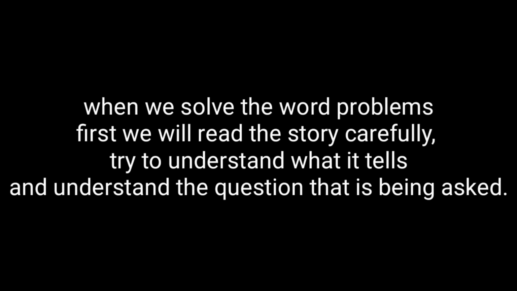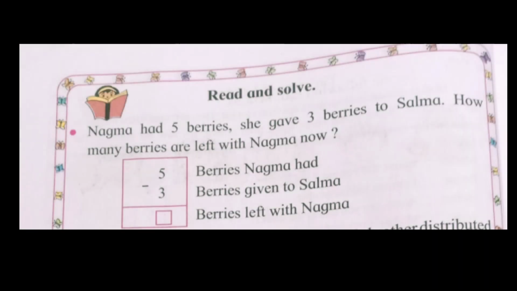Remember, when we solve the word problems, first we will read the story, okay, and then try to understand what it tells and understand the question that is being asked. Okay, now let's read the given story. Nagma had 5 berries. She gave 3 berries to Salma. How many berries are left with Nagma now?